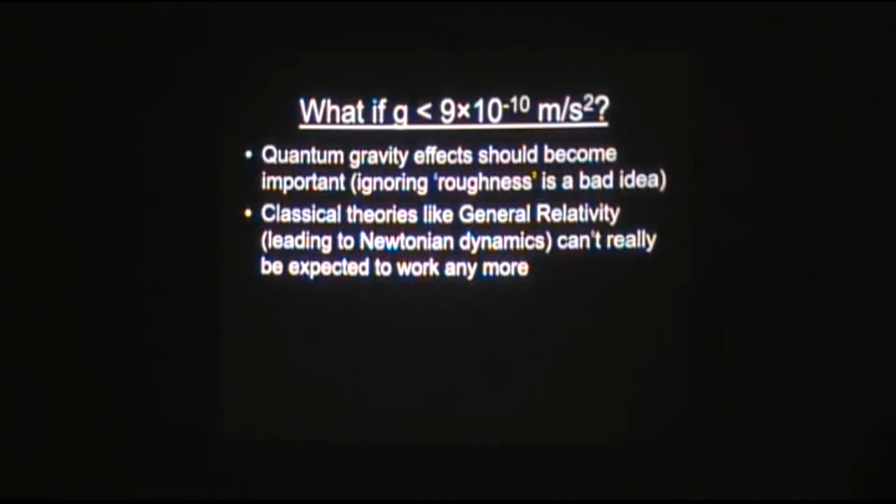So what happens at these low accelerations? Basically, I could tell you if I knew how quantum gravity works, but seeing as we don't, I don't know what will happen there. One thing is for sure though, it will probably work differently to the prediction of a classical theory. So a classical theory like general relativity will probably not work in these circumstances.